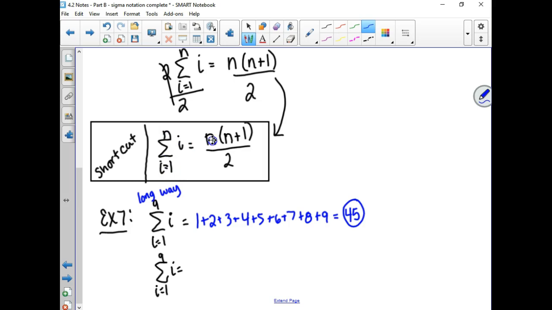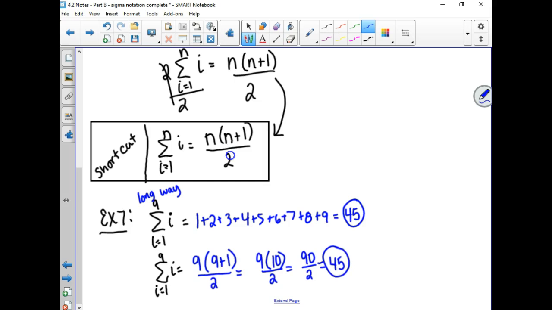So the shortcut that you can use is if you have a sum from 1 to n of i, you can do n times n plus 1 divided by 2. So here we could also do 9 times 9 plus 1 divided by 2, which is going to give us 9 times 10 divided by 2. So 90 divided by 2, which is 45 also.